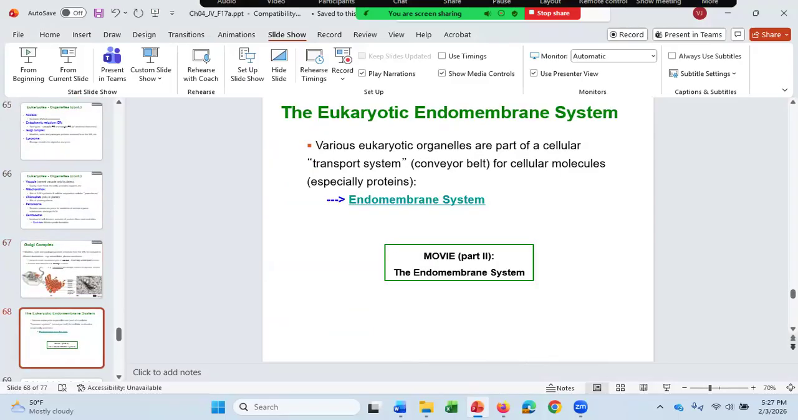I'm skipping this because you've had this already in a preliminary course, and I mentioned earlier that I would largely skip the eukaryote functional anatomy. Let's briefly talk about the endomembrane system. Eukaryotes have an endomembrane system where various organelles work together to make and move molecules around in the cell.